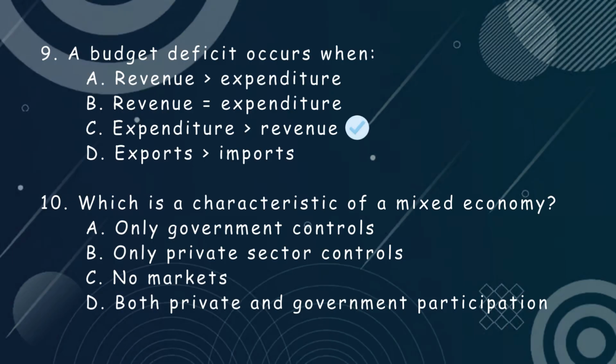Question number 10. Which is a characteristic of a mixed economy? A. Only government controls. B. Only private sector controls. C. No markets. D. Both private and government participation. Answer: D. Both private and government participation.